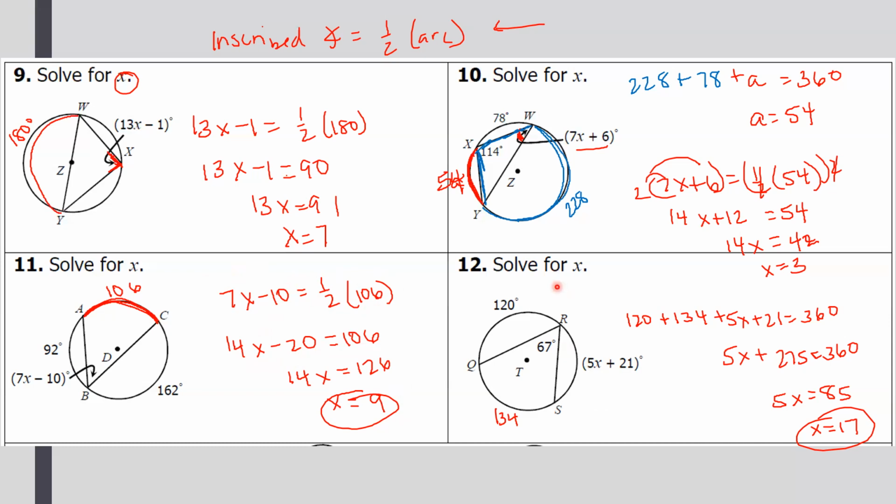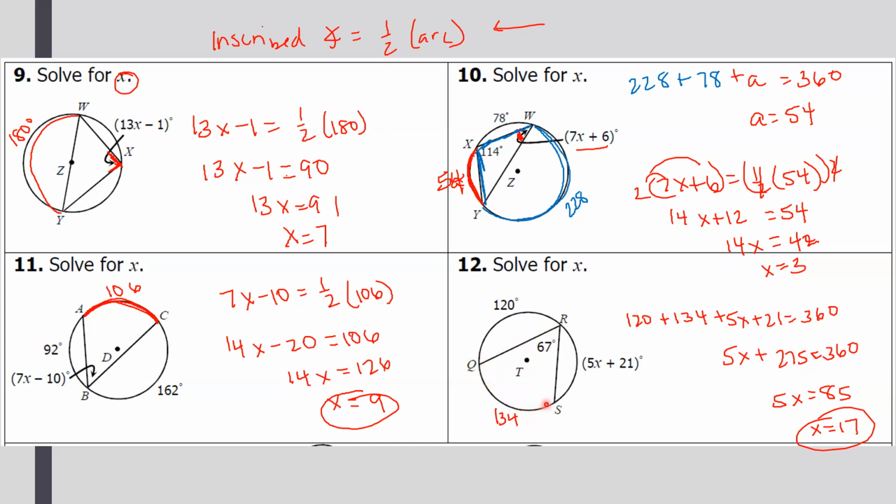In number 12, we needed to solve for x again. They told us that this arc RS was 5x plus 21. They did not tell us the measure of arc QS. But we know this inscribed angle here is 67. And I know the inscribed angle is half of the arc inside of it. So I just multiplied 67 times 2, and that told me the measure of arc QS is 134.